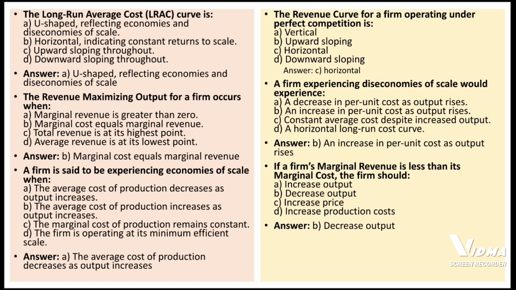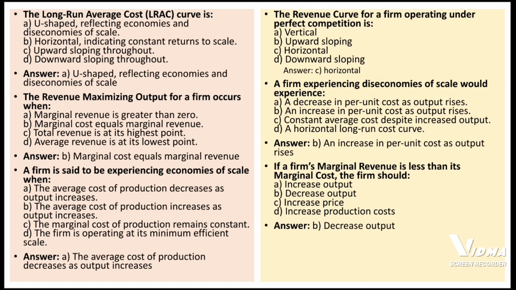The profit maximizing output for a firm occurs when. Answer is B. Marginal cost equals marginal revenue. A firm is said to be experiencing economies of scale when. Answer is A. The average cost of production decreases as output increases. The revenue curve for a firm operating under perfect competition is. Answer is C. Horizontal. A firm experiencing diseconomies of scale would experience. Answer is B. An increase in per unit cost as output rises.